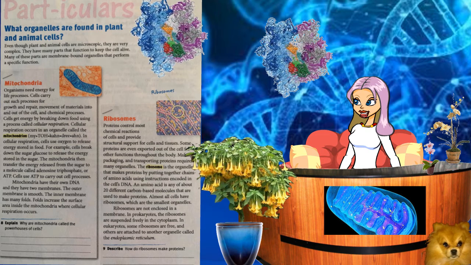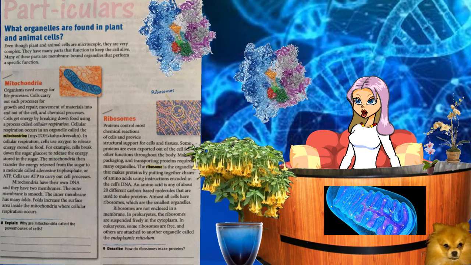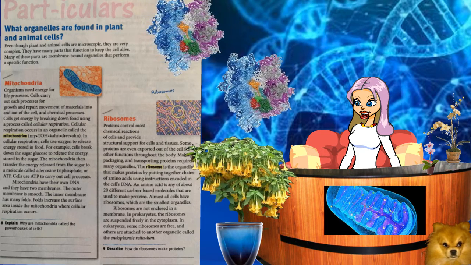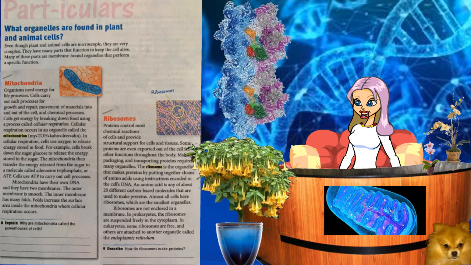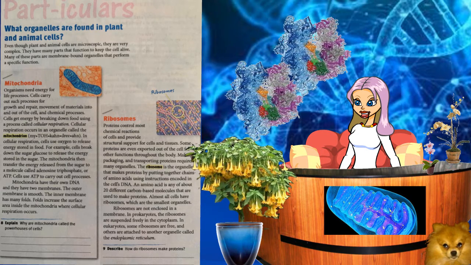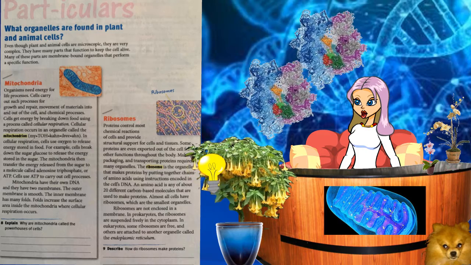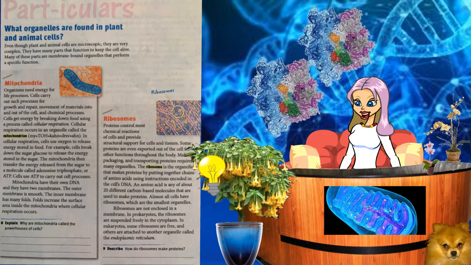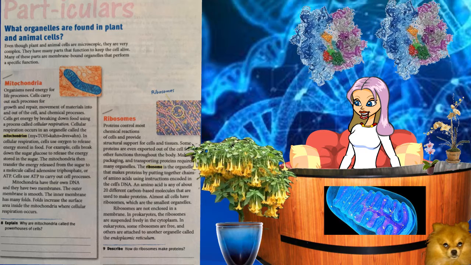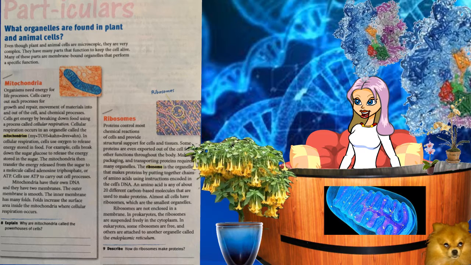Hey, it's ribosomes! Okay, we know that proteins control most chemical reactions of cells, and they provide structural support for cells and tissues. Some proteins are even exported out of the cell for other functions throughout the body. Making, packaging, and transporting proteins requires many organelles. The ribosome is the organelle that makes proteins by putting together chains of amino acids using instructions encoded in the cell's DNA. An amino acid is any of about 20 different carbon-based molecules that are used to make proteins.